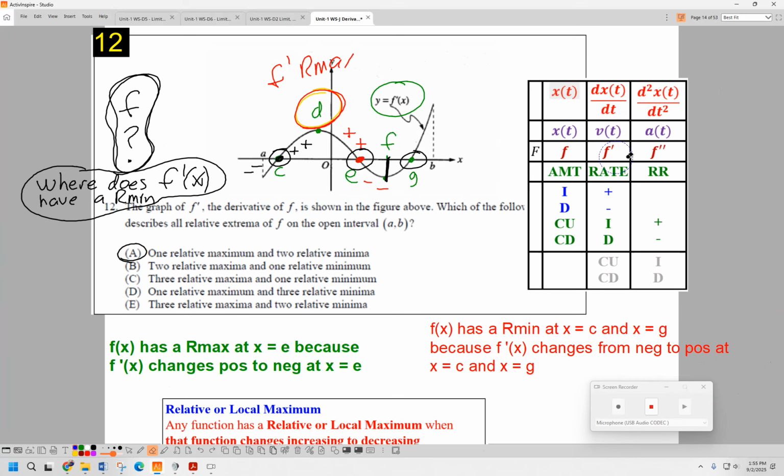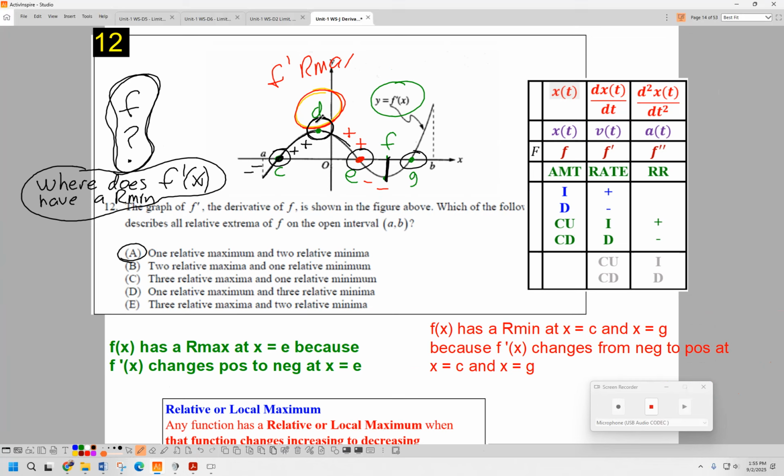So Samuel, you tell me. This is f prime. Where does f prime change increase to decrease? Oh, sorry, decrease to increase. Increase to decrease is between C and D and F and G. So f prime actually changes increase to decrease right at x equal D. That would be where f prime has a relative max. Okay, yes. So D is the relative max of f prime.